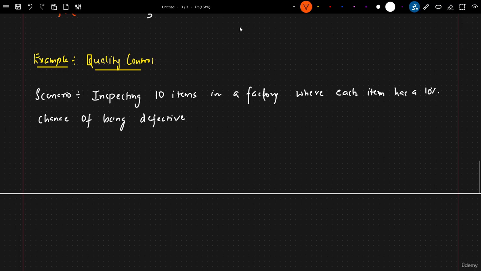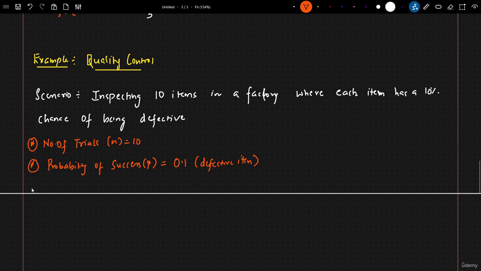So first of all, here I'm going to put down some information. Number of trials: these are the information that I have. My n value will be 10. Then the probability of success, which is nothing but p. Let's say 10%, so 0.1 is my defective chance. So this is basically my defective item out of 10. Probability of success basically means the item being defective.